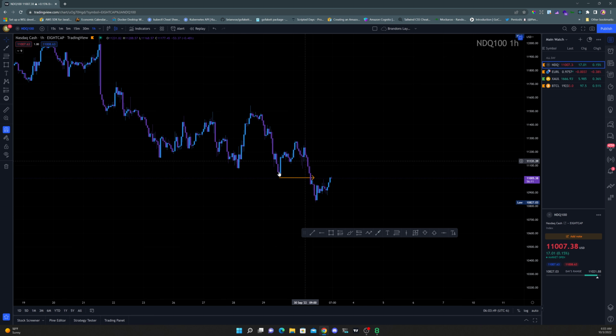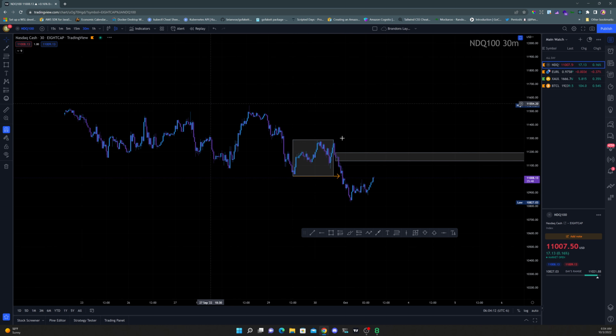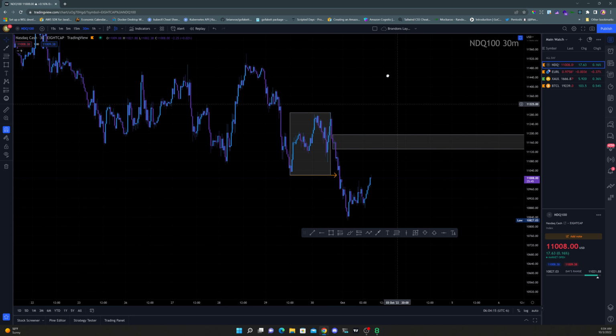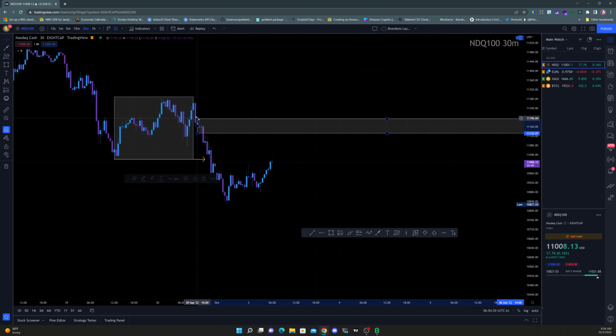So let's go ahead and get this line here. You see there's a break there. So that ultimately means that we have an MB right here. And with that MB, we have a supply zone unmitigated here. So what are we going to wait for? Well, we're going to wait for price to come up into this supply zone before we execute a short trade. So we can go ahead and refine it down to that.